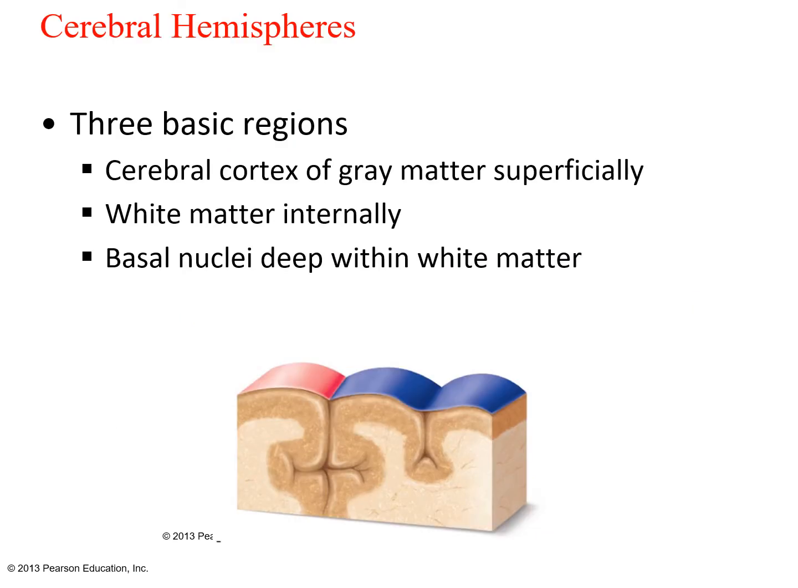There are 3 basic regions in all of these lobes. There's a cerebral cortex of gray matter superficially, white matter internally, and deep within the white matter you can see basal nuclei, which again we'll see later on in the PowerPoint.